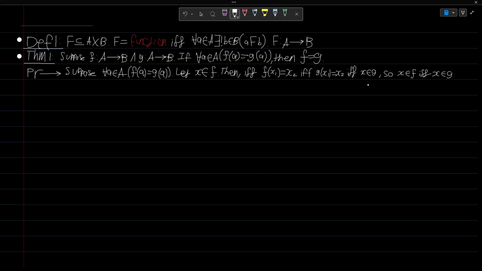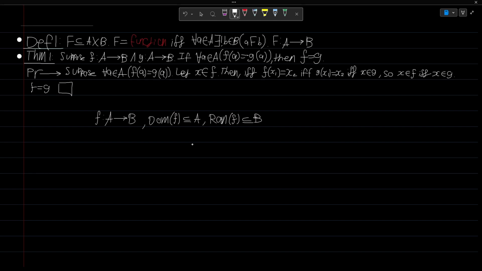From this, we've shown that x is in F if and only if it is also in G. And since x is arbitrary, we can say this for all elements of F and G. So now we can say that F is equal to G, since that's an if and only if.